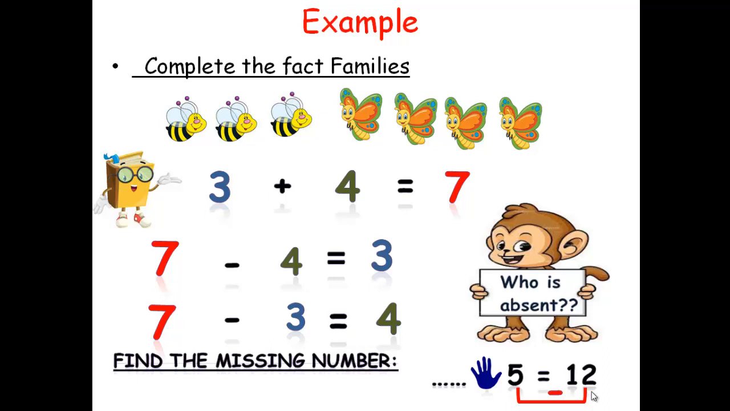So now do like me. Put 5 in your head by closing your hands and count until you reach 12 and then stop. Let's start together. 5, 6, 7, 8, 9, 10, 11, 12. Stop. How many fingers did you open? Very good. It's 7. So 7 is the missing number.